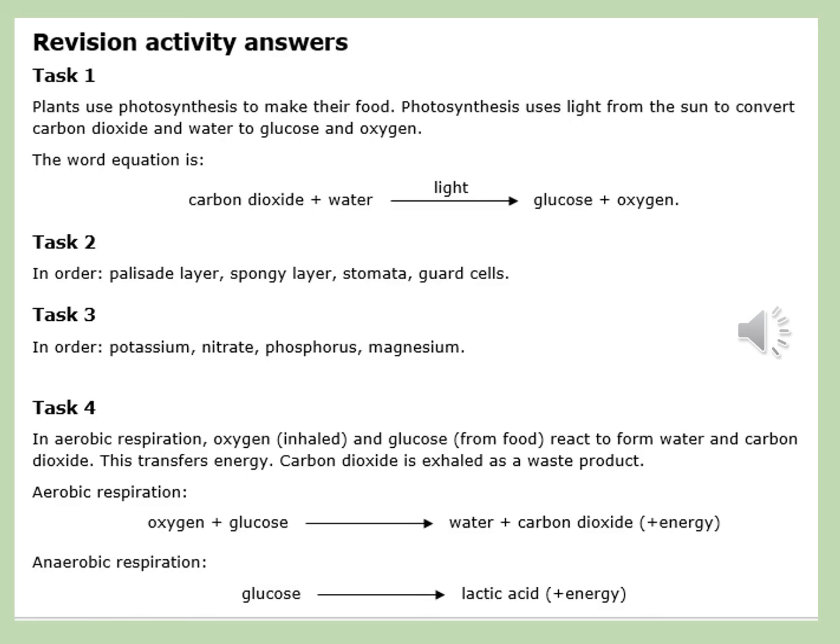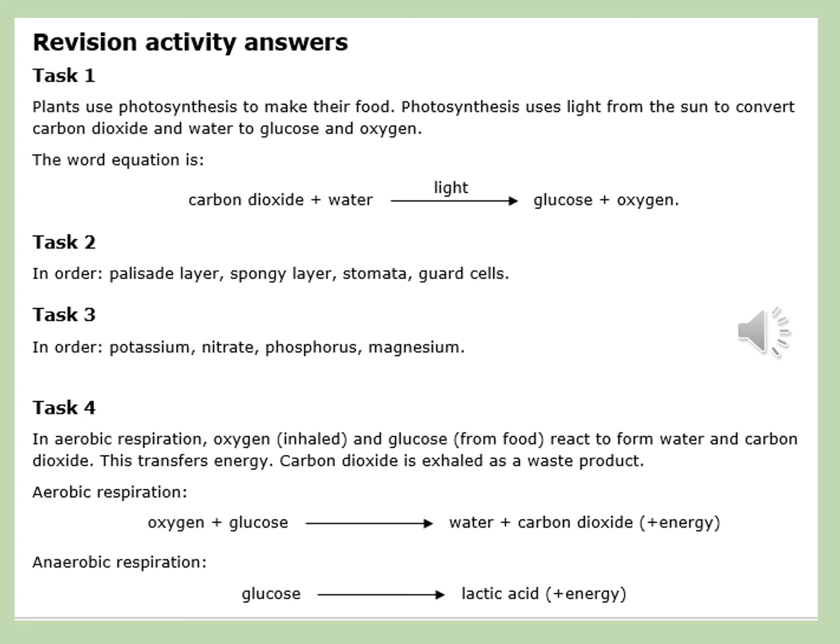So here are the answers to the tasks. For task 1, plants use photosynthesis to make their food. We know that photosynthesis uses light to convert carbon dioxide and water into glucose and oxygen. So your equation should have looked like this. Carbon dioxide plus water produces glucose and oxygen with the help of light. For task 2, the order is the palisade layer, the spongy layer, stomata and the guard cells. For task 3, the order should have been, down the table, potassium, nitrate, phosphorus and magnesium.